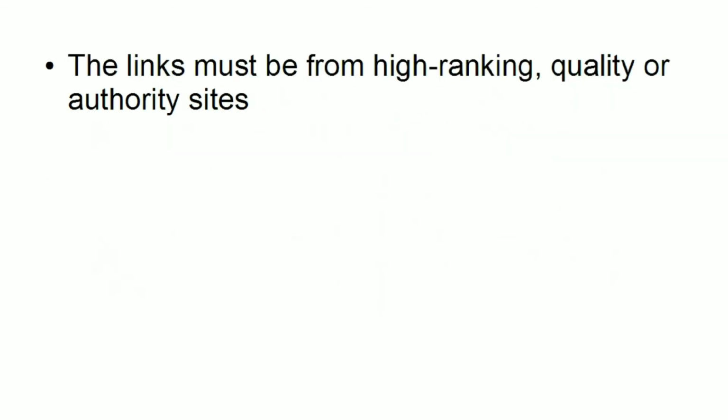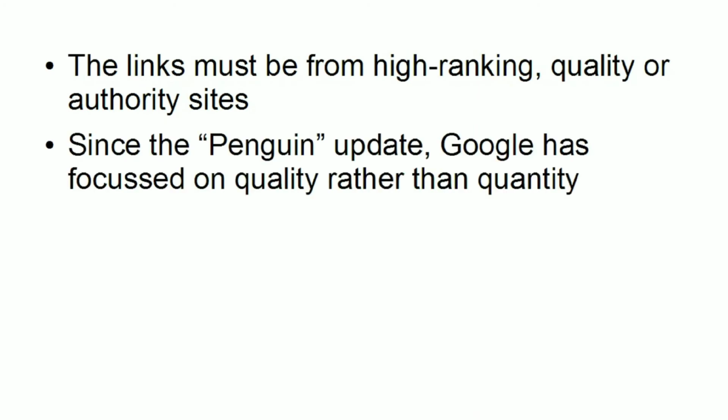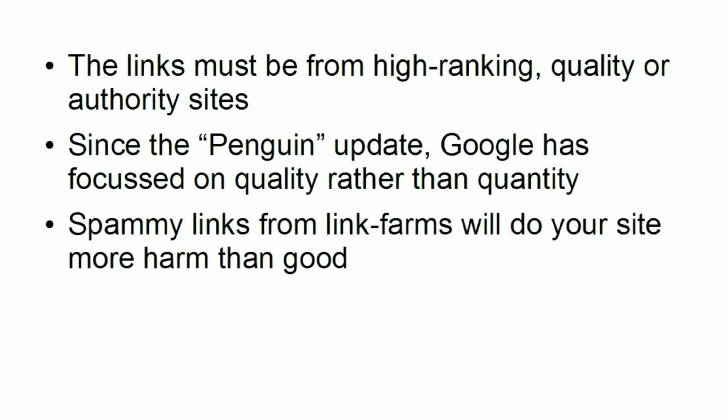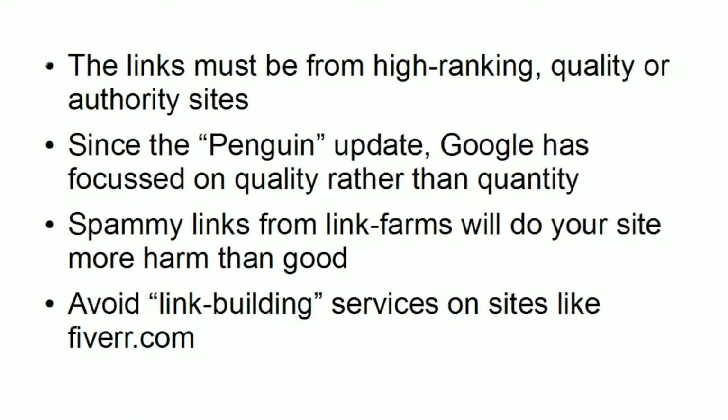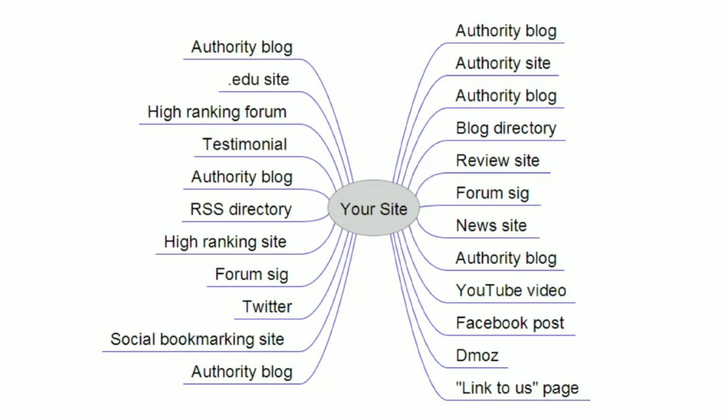The links must be from high-ranking quality or authority sites. And since their Penguin update, Google has focused on quality rather than quantity when it comes to links. So spammy links from link farms will do your site more harm than good. And so you should avoid link building services on sites like Fiverr.com because they just tend to be very spammy and not very effective. Now, this diagram gives you an idea as to a typical linking to a site. You can see they are from lots of different types of sites.